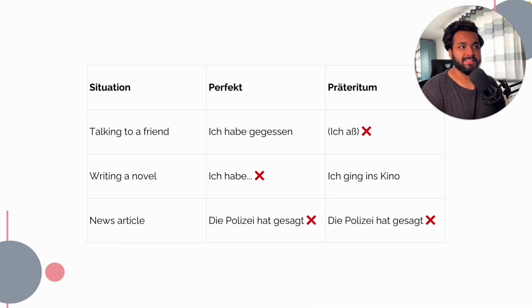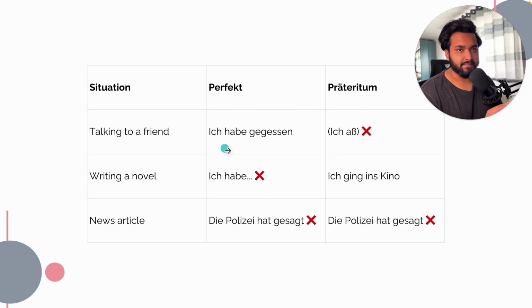So here what you can see is the side-by-side comparison between Perfekt and Präteritum. On the left side, we have a situation, okay? Let's start with the first situation, which is talking to a friend. So what do you use when you're talking to a friend? Perfekt or Präteritum? Let's see.